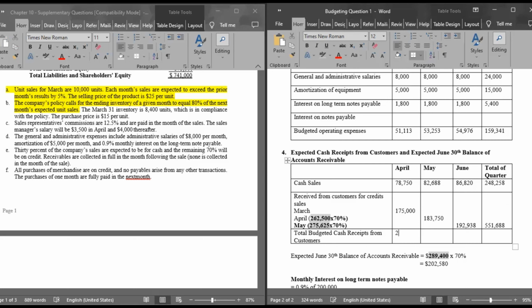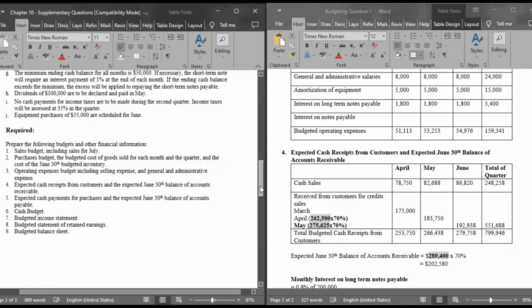253,750. Next for May, 266,438. Next, 279,758. In total for the quarter. Okay, we have just completed the fourth requirement.